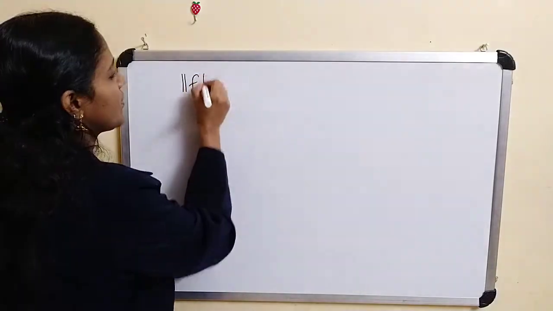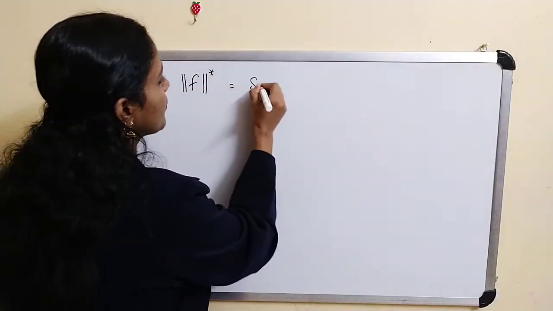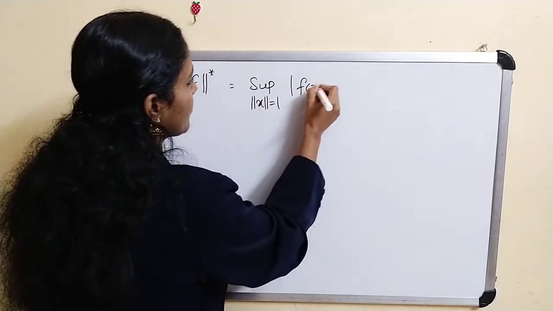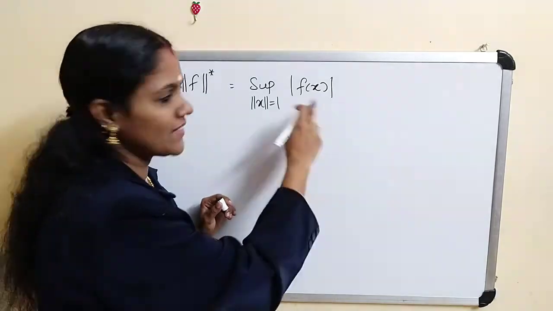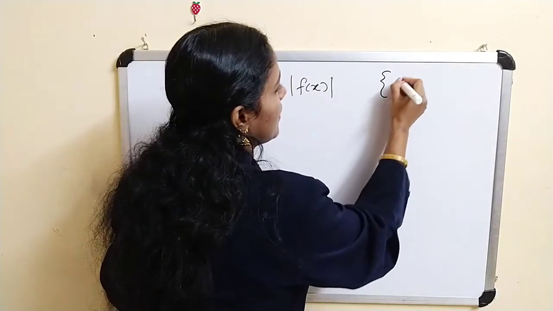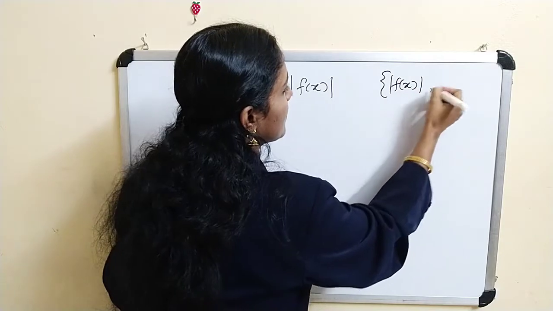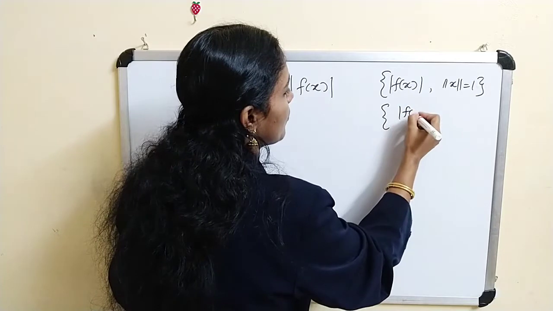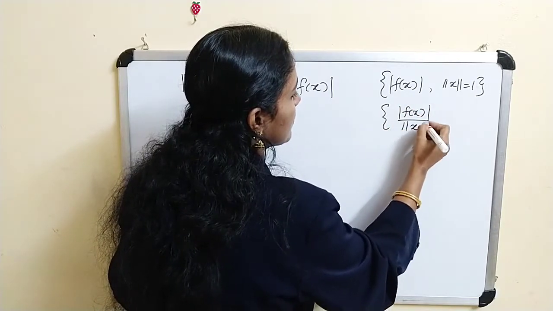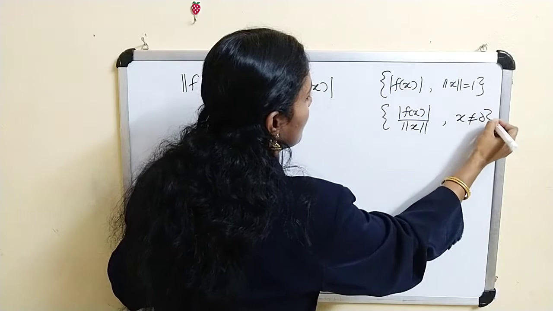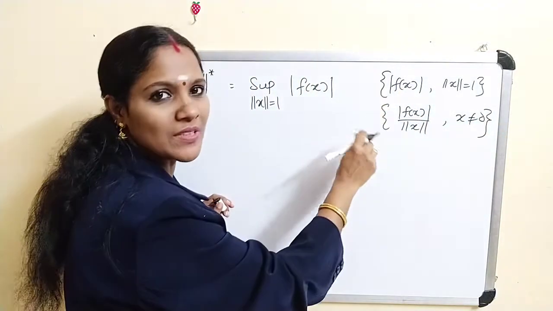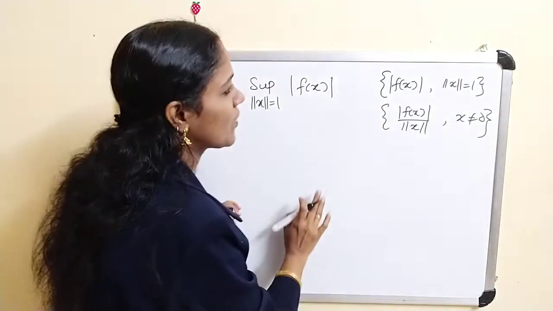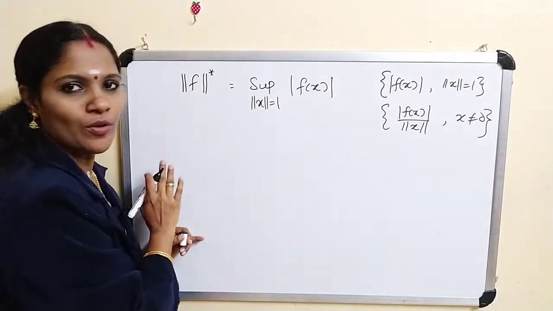Here norm of F star is defined as the supremum over norm of X equal to 1 of modulus of F of X. You just verify whether this set of all modulus of F of X such that norm of X equal to 1 is the same as the set of all modulus of F of X by norm of X, X not equal to 0. You verify whether these two sets are equal. You just give the proof for equality.